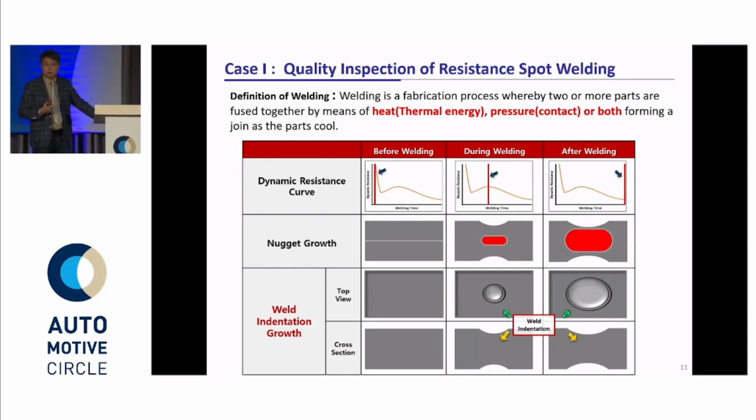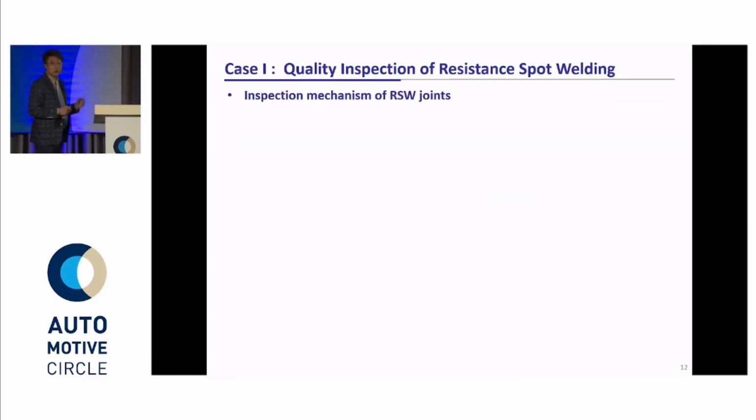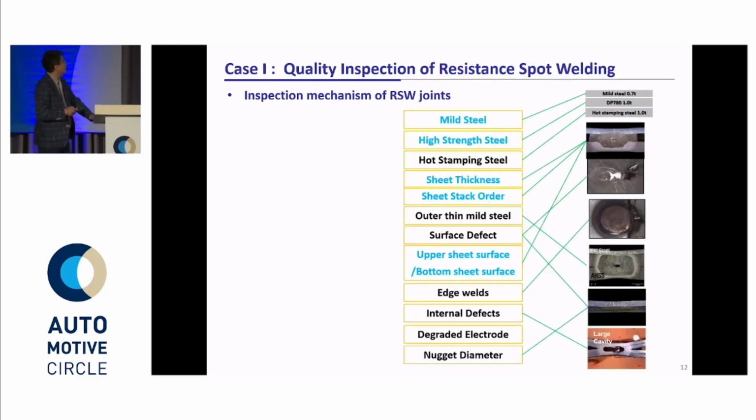However, the problem is that this correlation is not simple and it's not quite linear. There are a lot of issues behind this. The reasons are these. In modern vehicles, we use a lot of different materials: mild steel, high strength steel, hot stamp steel. Also, sheet thicknesses vary a lot, and there are many sheet stack order combinations, and outer mild thin sheet, surface defects, upper sheet and bottom sheet, edge weld, internal defects, degraded electrode, and a variety of nugget diameters.